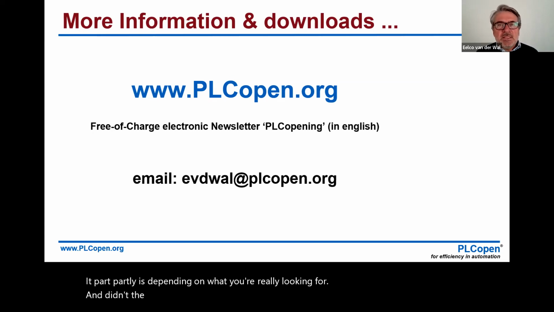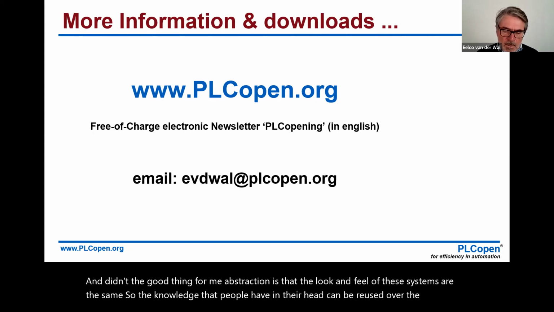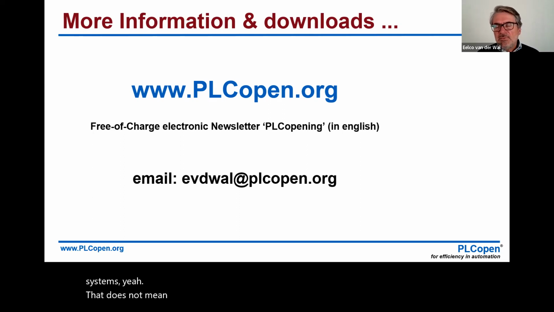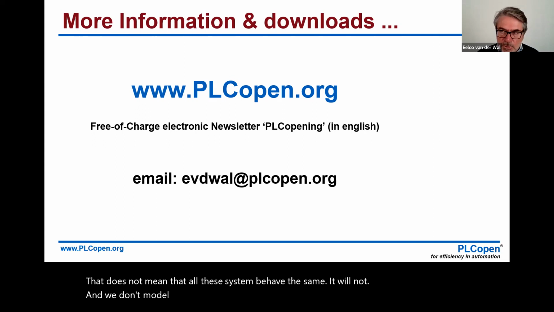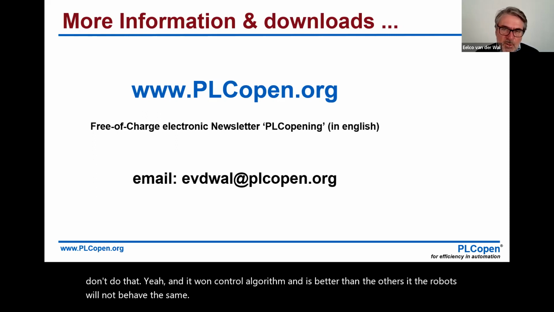The good thing from the abstraction is that the look and feel of these systems are the same. So the knowledge that people have in their head can be reused over the different systems. That does not mean that all these systems behave the same. It will not. And we don't model the mechanics and all the joints and all the things around those parts. We don't do that. And if one control algorithm is better than the others, the robots will not behave the same.